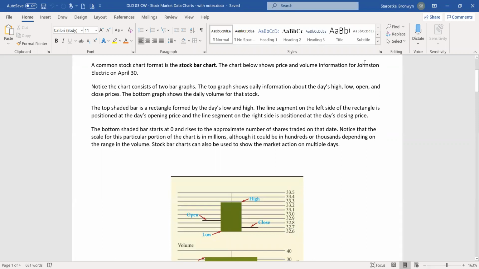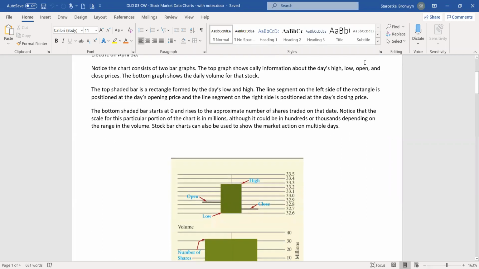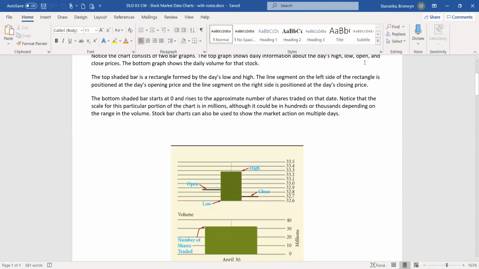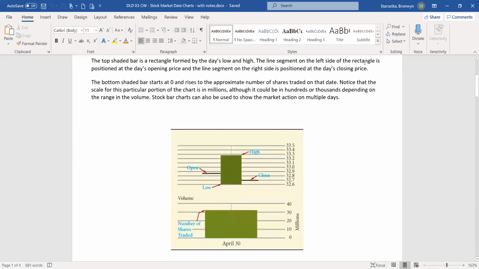Notice that the chart consists of two bar graphs. The top shows the daily information about the day's high, low, open, and close, and the bottom is for volume. And notice on the right that volume is in millions.